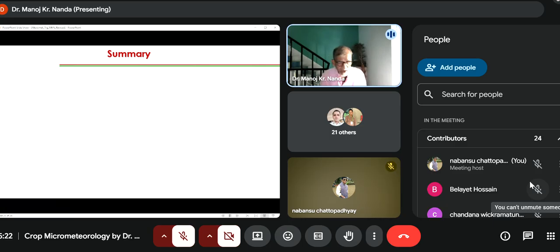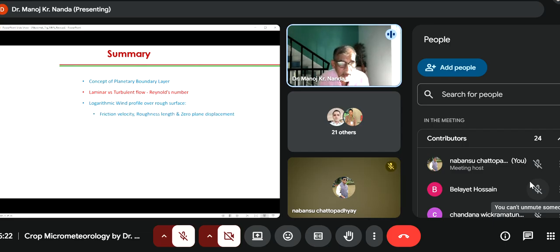So I'm almost at the end of my lecture, and let me sum up the things. We have discussed the concept of the planetary boundary layer. We have discussed laminar versus turbulent flow and the Reynolds number. We have discussed the logarithmic wind profile over the Earth's surface, and there are many related terms to it, like frictional velocity, roughness length, zero plane displacement, eddy viscosity, aerodynamic resistance. So a lot of these things are related to this aerodynamic process, the logarithmic wind profile.